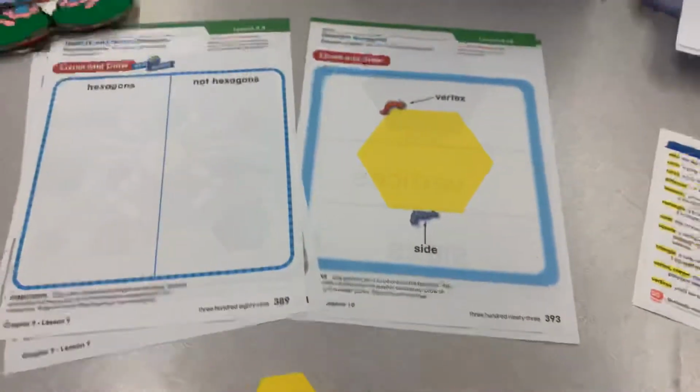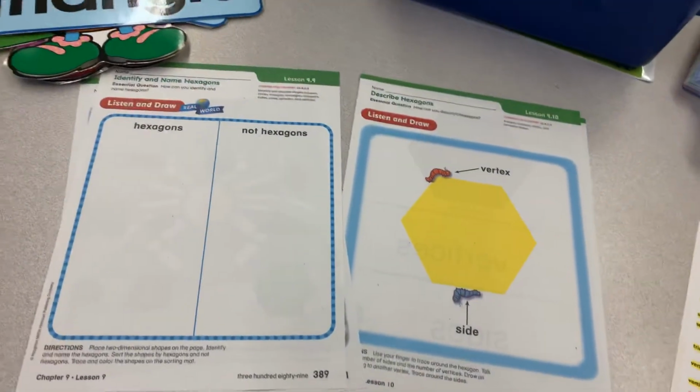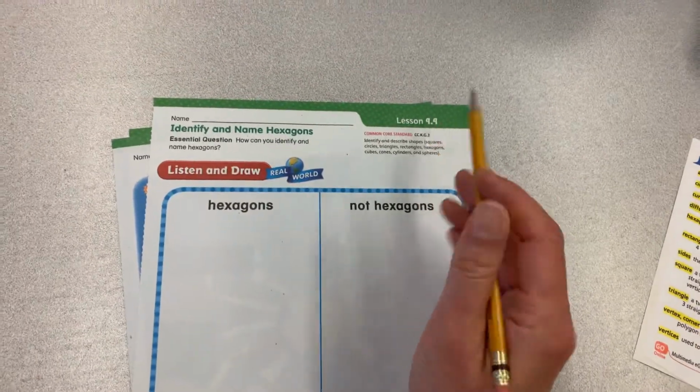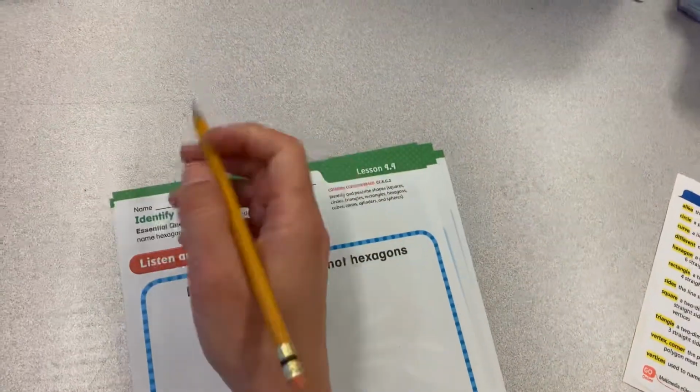Penta means 5, and we could just go on and on. All right, here we go, friends. Let's put our name on our first lesson and get going. Lesson 9.9. Let's get your name at the top.